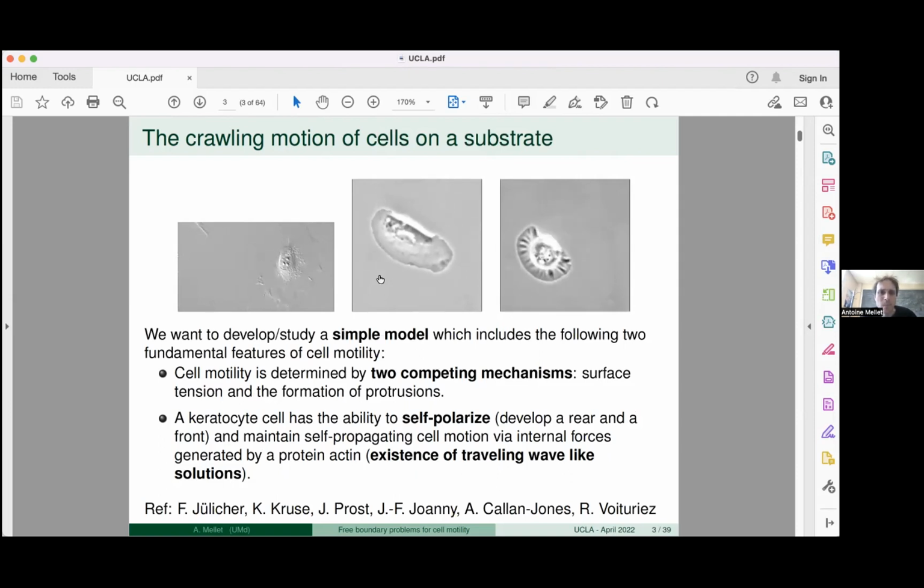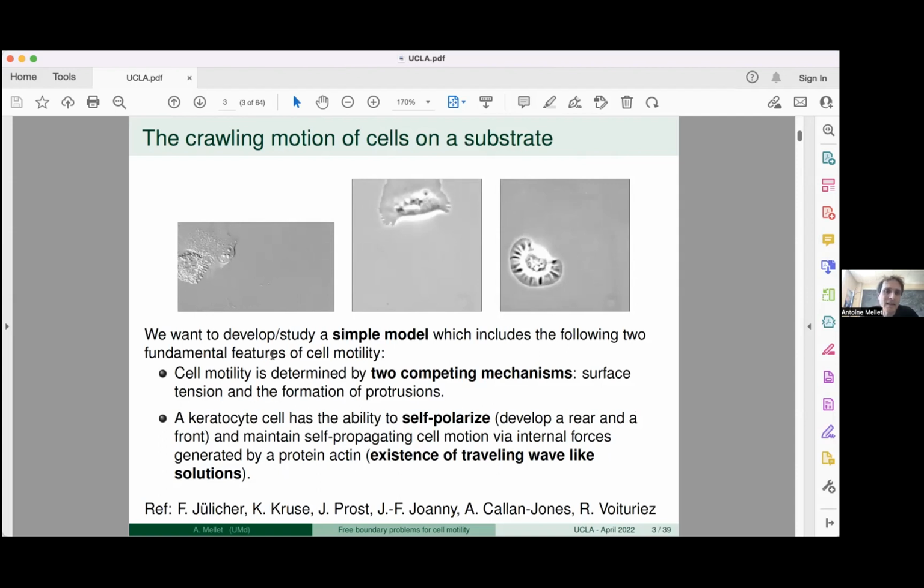And the basic idea, especially if you look here at the first movie, what you see is a cell that is moving. You have some kind of outer boundary of the cell. So it's moving on a substrate. So it's really a 2D model. The cell is moving on a substrate. And you see that you can really define a kind of boundary of the cell that is moving.